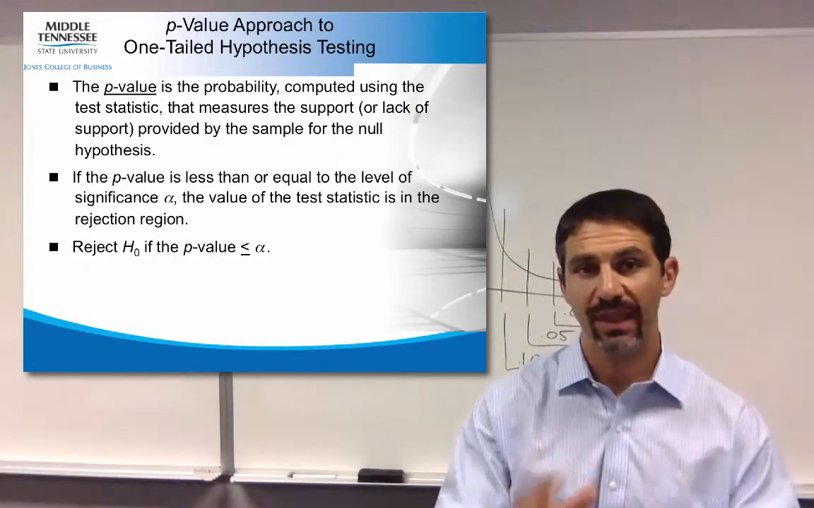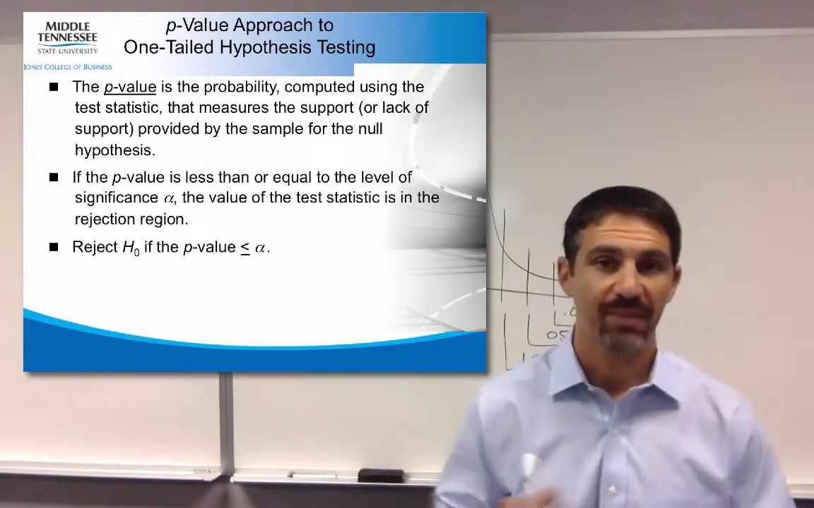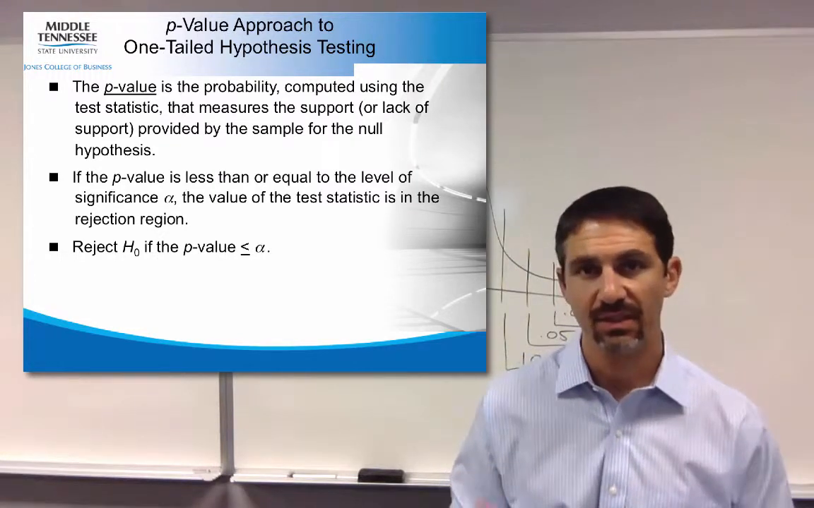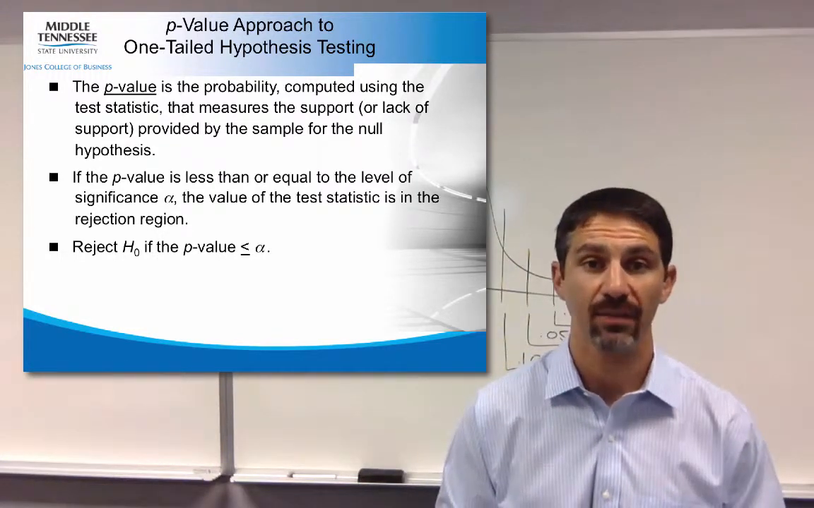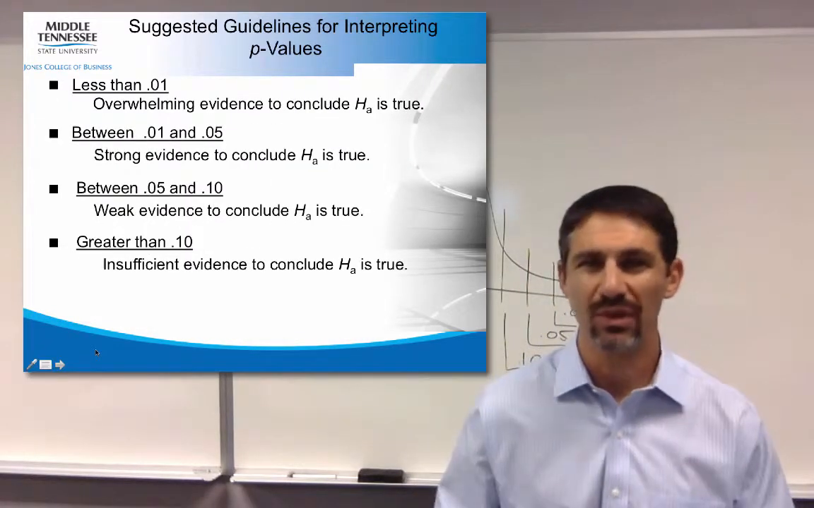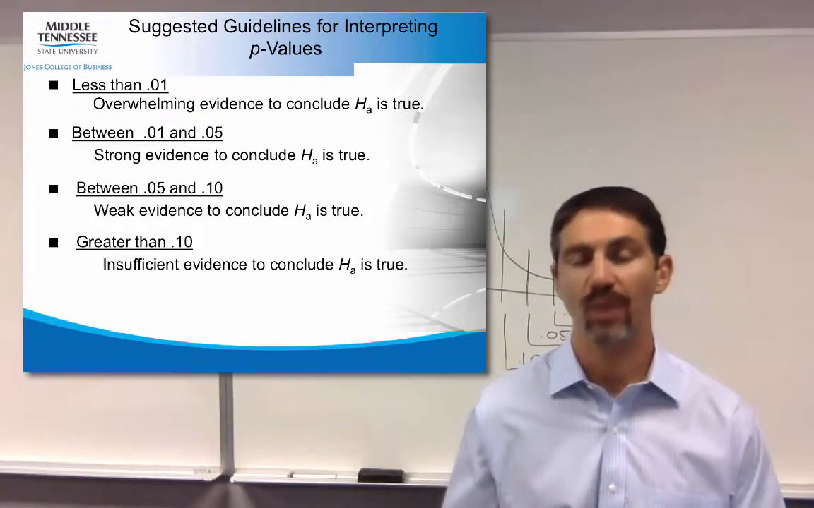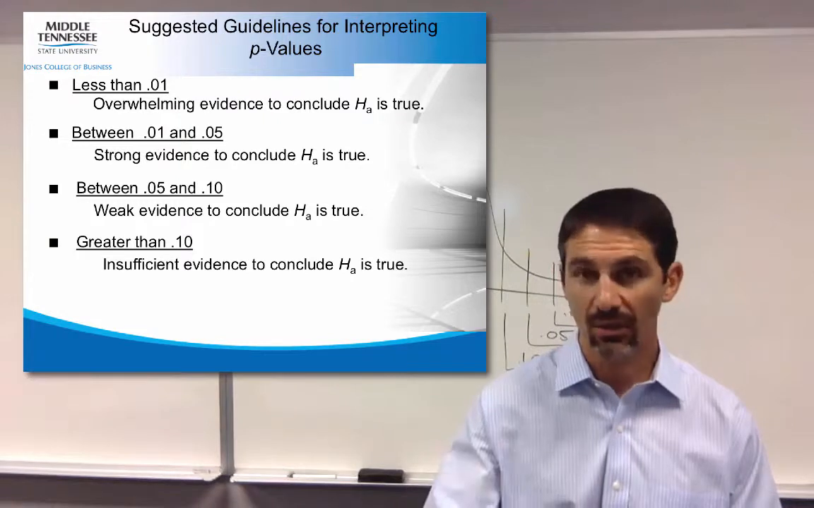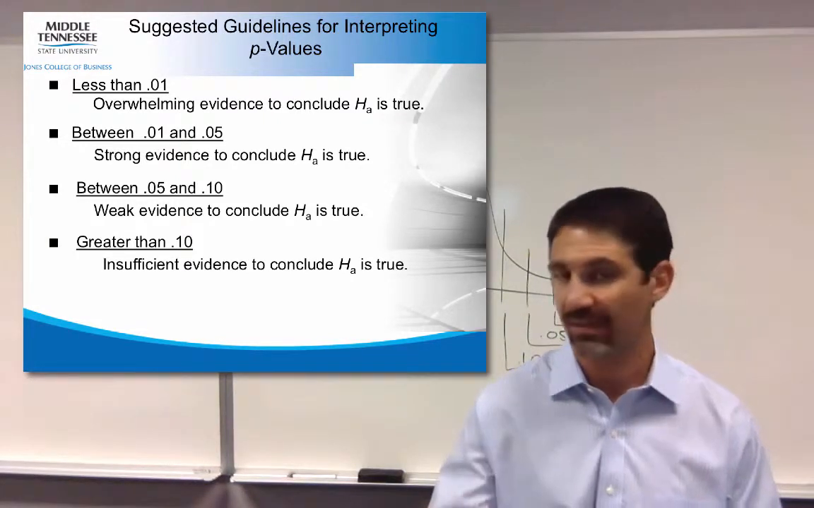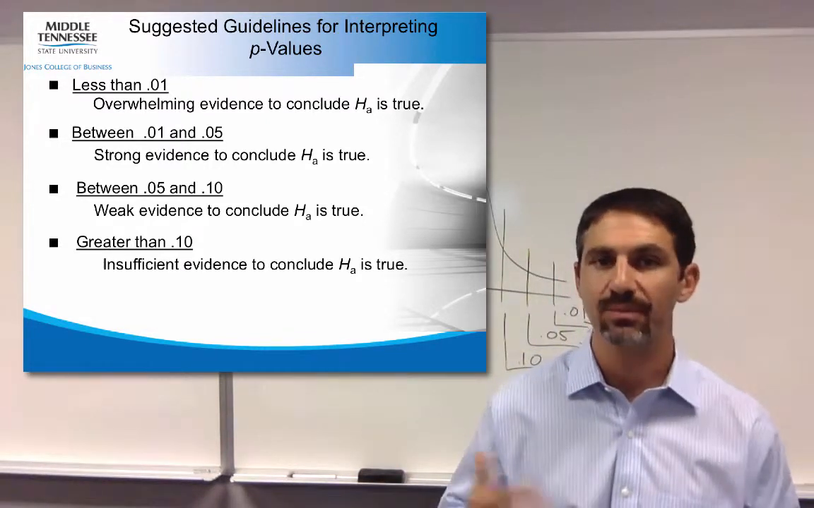Okay, so as we get into this first example where sigma is known, I want to talk about p-values first. And p-values have everything to do with the amount in a tail. So we're going to calculate a z-score and then figure out how much is in each tail. Some general rules of thumb: if you have a p-value that's less than 0.01, there's overwhelming evidence that the alternate is true, which basically means significant difference, significantly less or significantly more. If it's between 0.01 and 0.05, it's strong evidence.